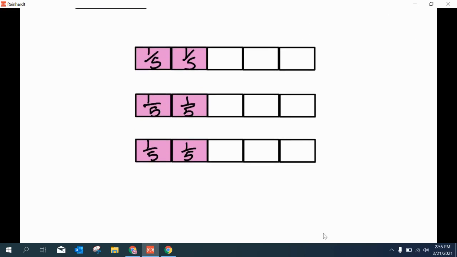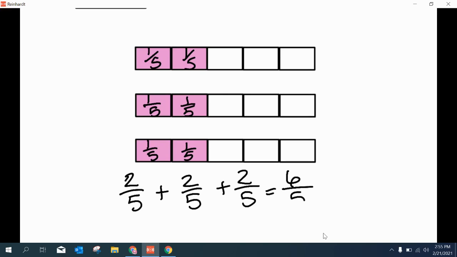So let's add them together. The first one shows me 2/5. My next one shows me 2/5. And my third one shows me 2/5. I can add them because they have the same denominator. So 2 plus 2 plus 2 is 6. My denominator stays the same.